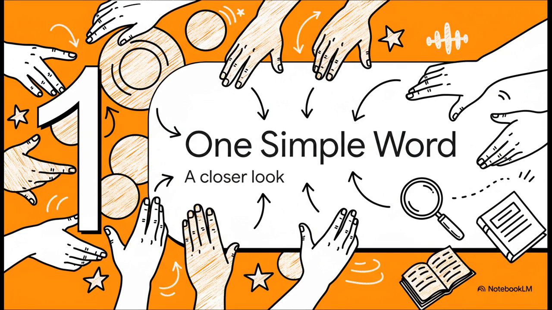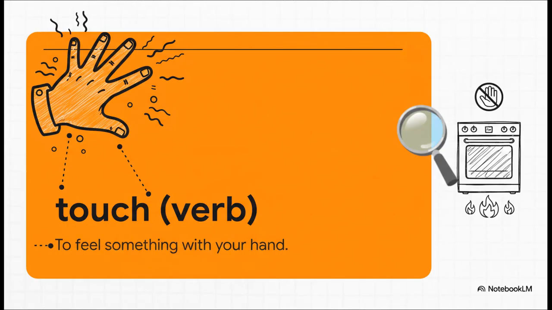We're going to start with touch in its most common form, as an action word, a verb. We all think we know what it means, but let's look a little closer at the official definitions. You might be surprised at the details. Okay, so here's the one we all know. It's physical. It's all about feeling something with your hand. The example from our source is perfect. Don't touch the oven.